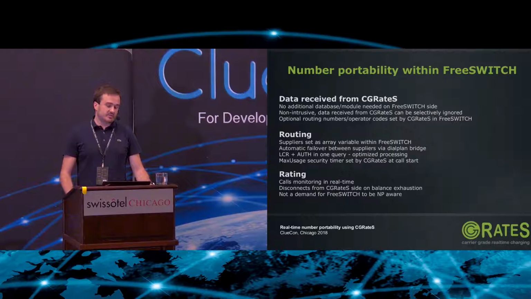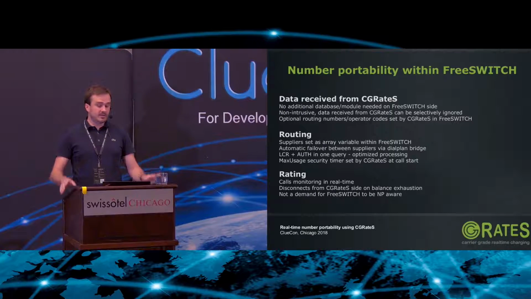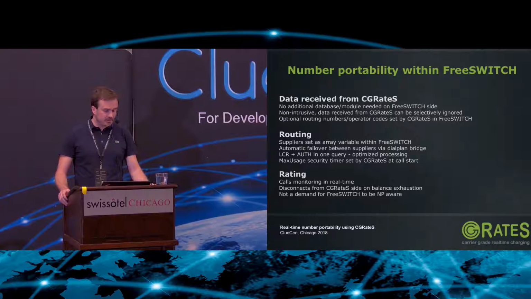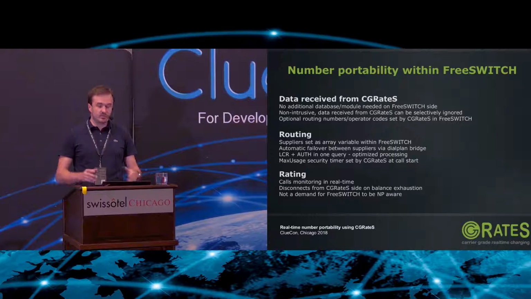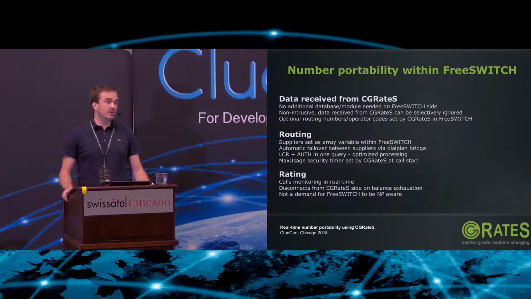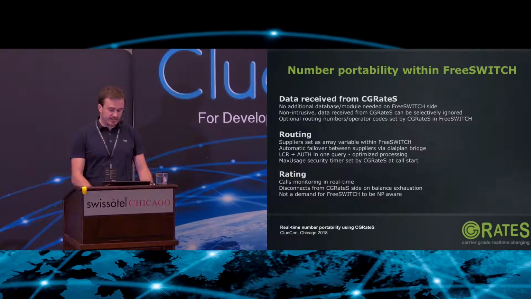In terms of number portability within FreeSWITCH, the data is completely received from CGRateS. No additional database module needed on FreeSWITCH side. It's non-intrusive. Data is passed via the socket, and we have routing suppliers set as array variable by CGRateS into FreeSWITCH, and you can use this in your dial plan. And rating calls are monitored in real time and disconnects, so CGRateS can disconnect the calls. It's not a demand for FreeSWITCH to be aware about number portability taking place.